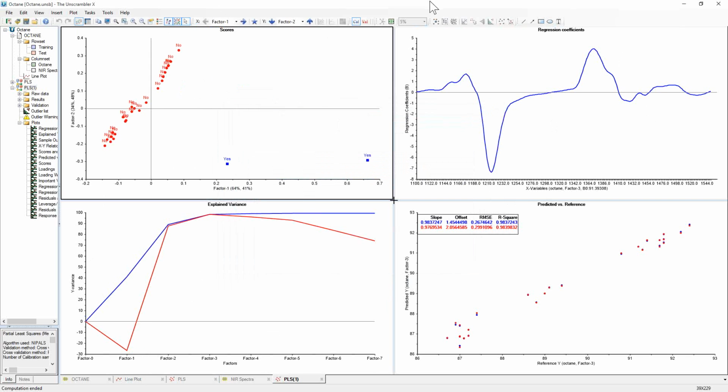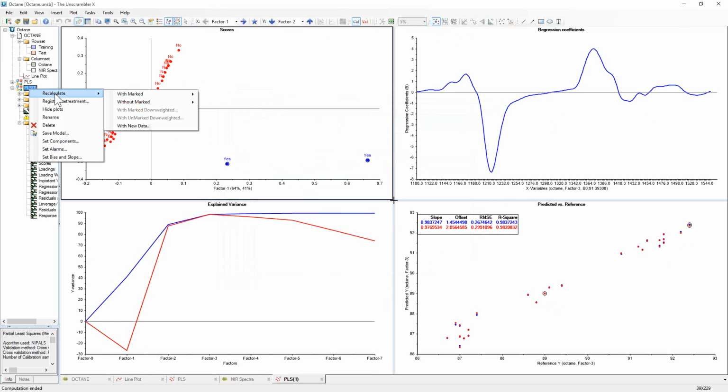So I can highlight those and mark them. Now you'll notice this is a good function in The Unscrambler: when they are highlighted in one graph, they are highlighted in all of the other graphs as well. This allows you to do some more root cause analysis, make sure that you're removing the right things, and be able to justify removing those particular samples. So I'm going to right-click and recalculate without those samples.